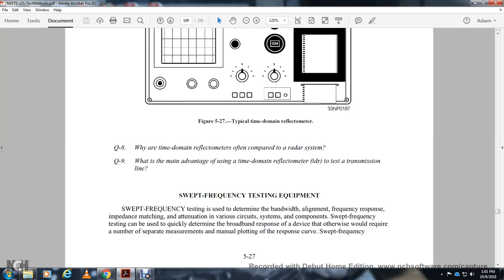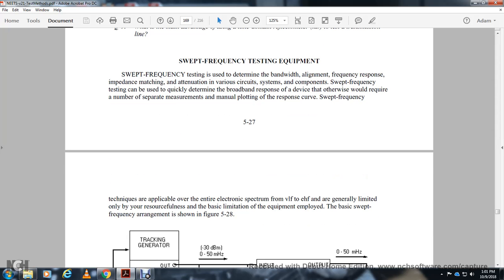Swept frequency testing equipment is used to determine the bandwidth, alignment, frequency response and impedance matching of various circuits and systems. Swept frequency testing can be used to determine the broadband response of a device. Otherwise, we would require a number of separate measurements, manually plotting the response curve. Techniques supplied with electronic equipment, at very low frequencies or VLF and HF frequencies, are generally limited only by the basic limitations of the equipment employed in the basic swept frequency arrangement.